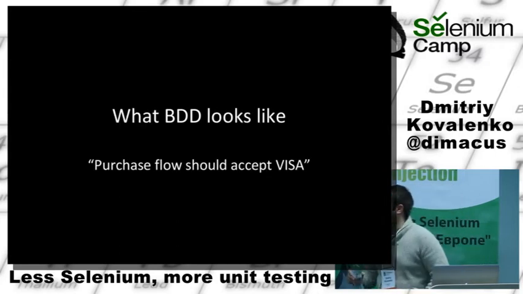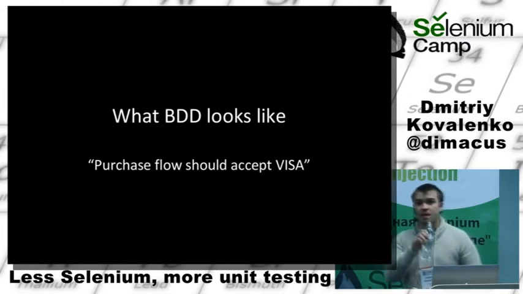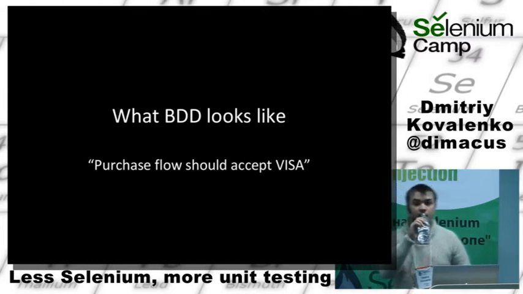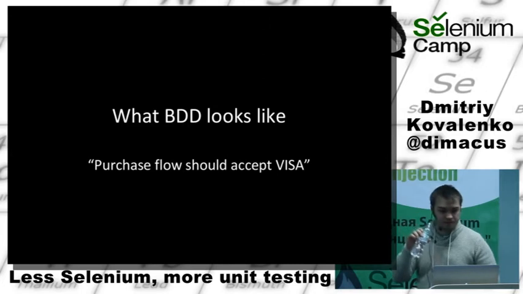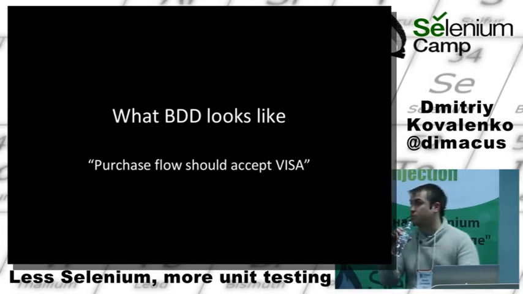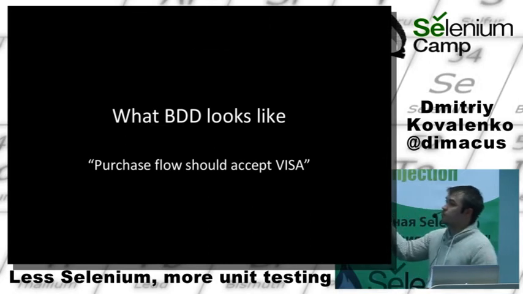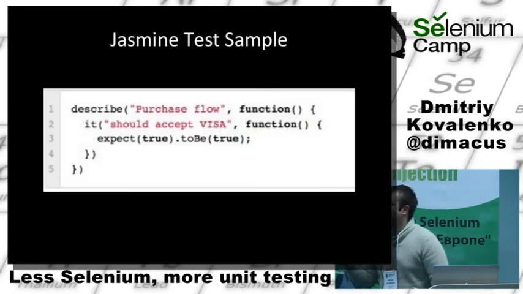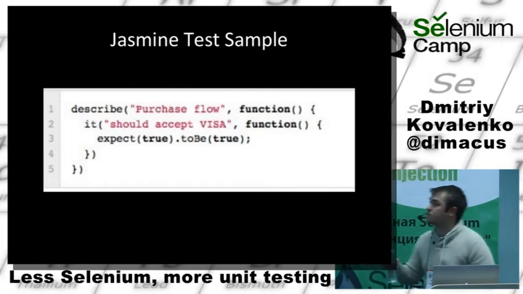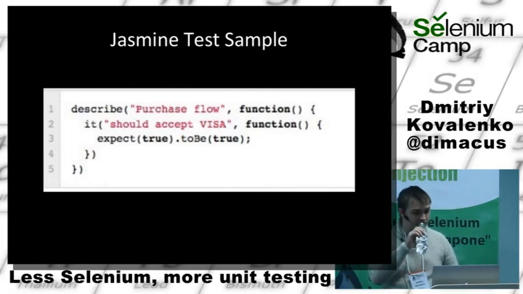the test looks something like this. Purchase flow should accept Visa, or I should be able to register a user, or I should be able to upload a picture. And this translated into Jasmine looks something like that, where you have a describe purchase flow, and it should accept Visa, and expect true to be true, so it's going to be always the best test ever.